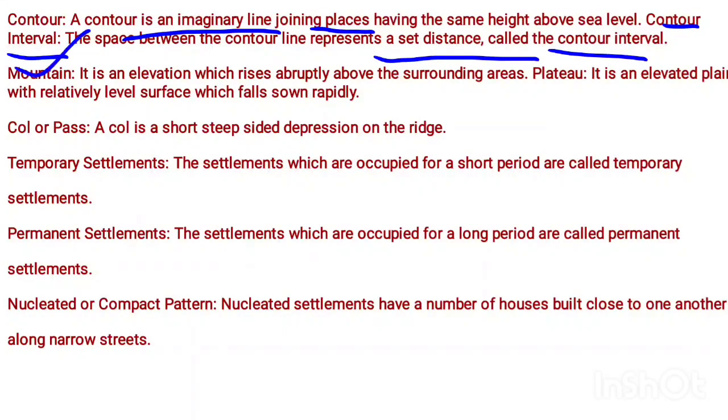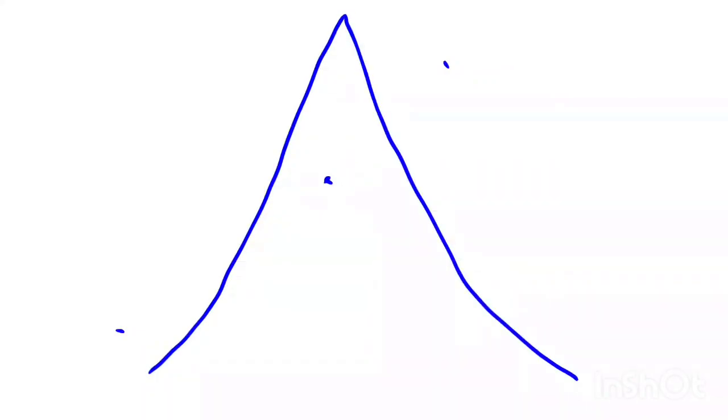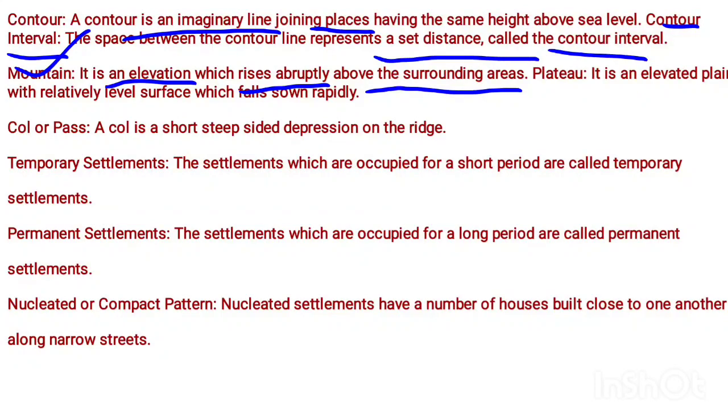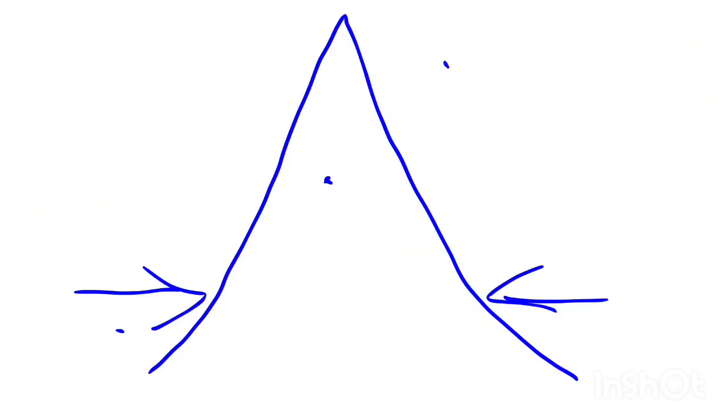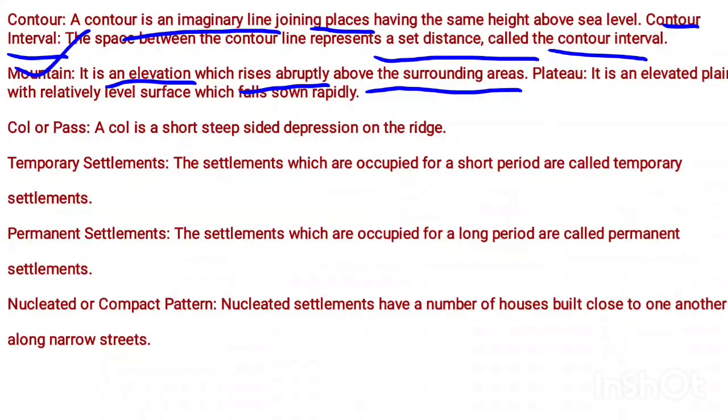Next one is mountain. As we know, a mountain is an elevation which rises abruptly above the surrounding area. It rises like that. This is the mountainous area, an elevation whose height is higher than the surrounding area. In the case of a mountain, the height will be above 600 meters.